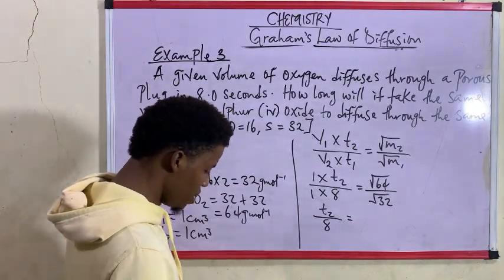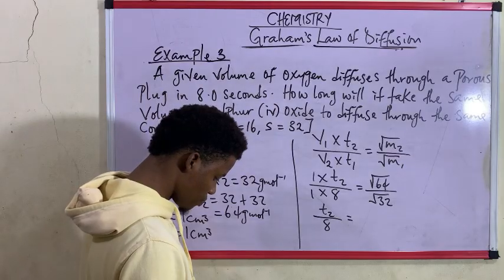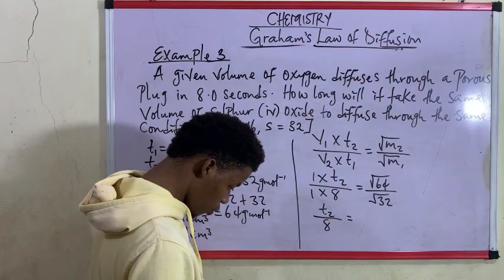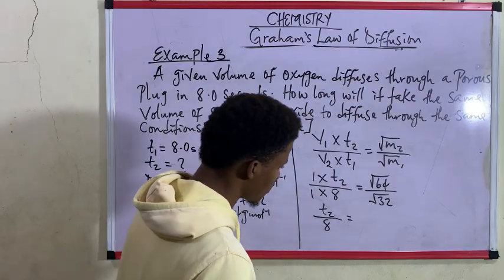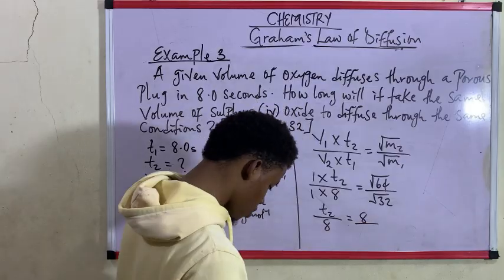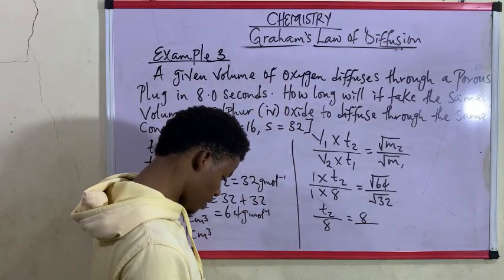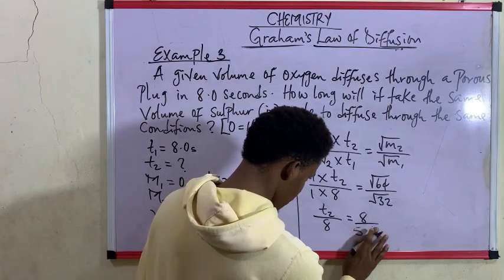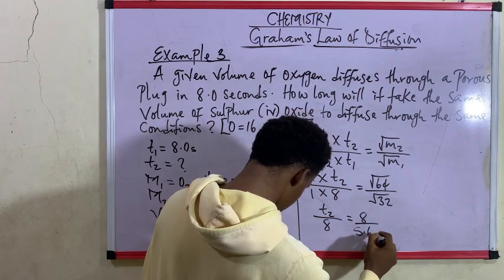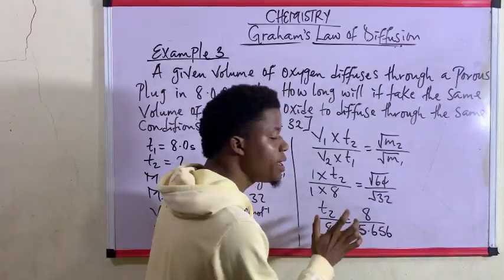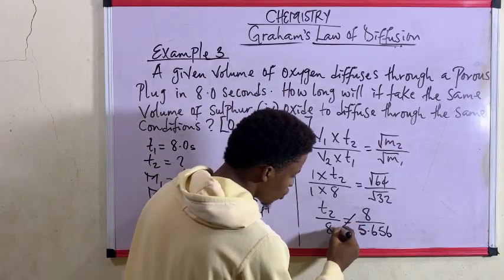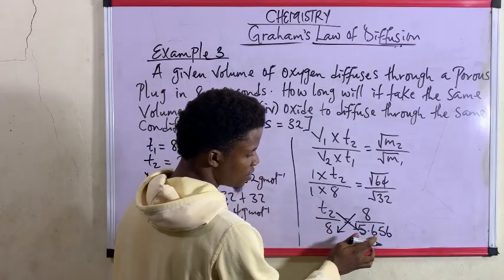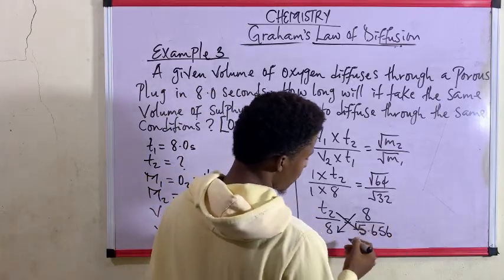So this will give us T2 all over 8 equals, now what's the square root of 64? If we press our calculator right now, the square root of 64 will give us 8. And then the square root of 32 will give us 5.656. So from here, what do we simply do? We simply cross multiply and divide, all right? So we cross multiply, 8 times 8, T2 times this.